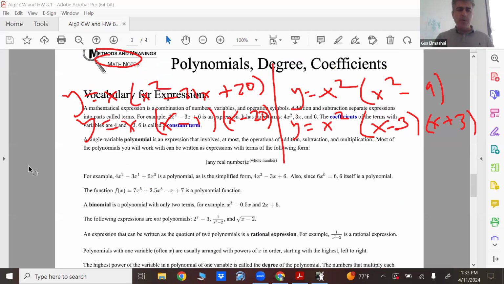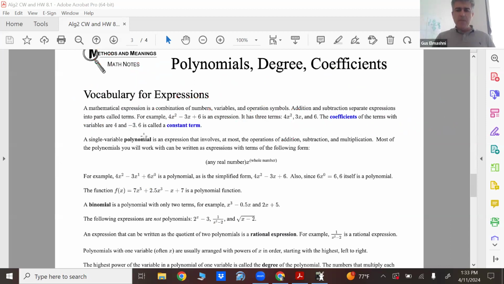Some terminology, very important. Coefficients are the numbers in front of each variable. Constant is the last term, right? Bi means two. Poly means many. But a polynomial could also be one term too. We call it a single term polynomial if we want.